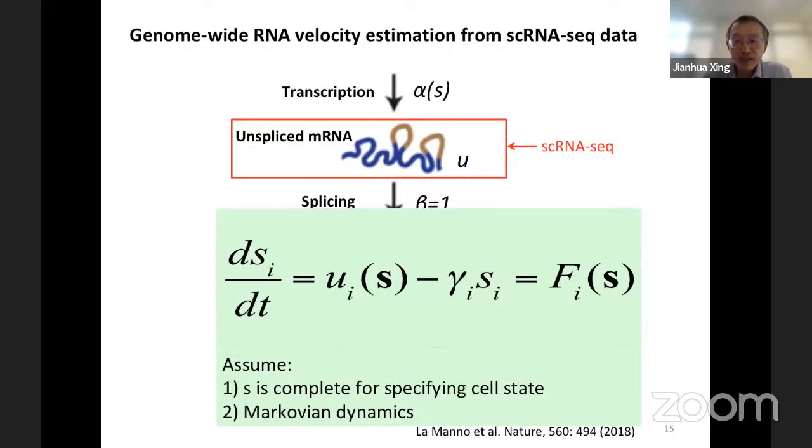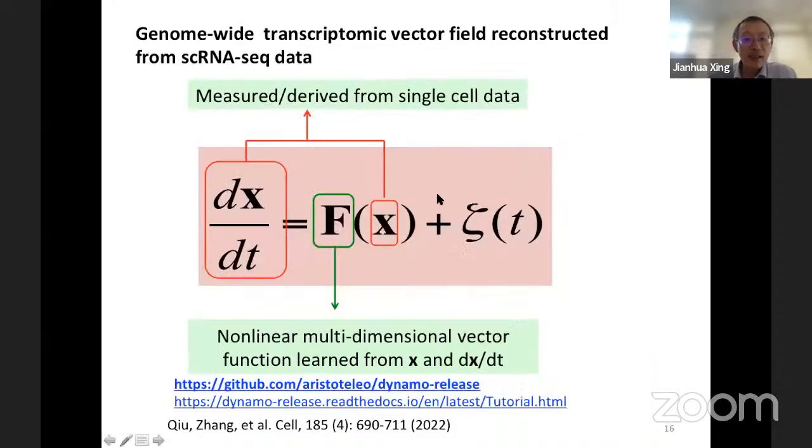So now the question is, how can we determine this function? We don't know this function. So this becomes a machine learning problem. We have a lot of single cell data, and from each cell we can read out X, the expression, and estimate dX/dt. So we want to find out this vector field function. This F is a nonlinear multidimensional vector function.